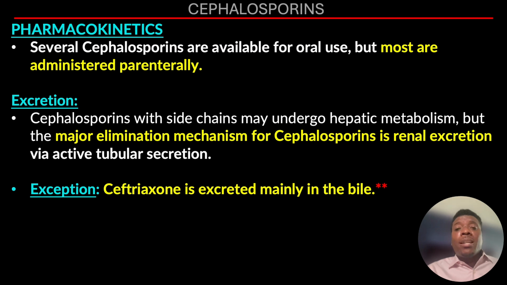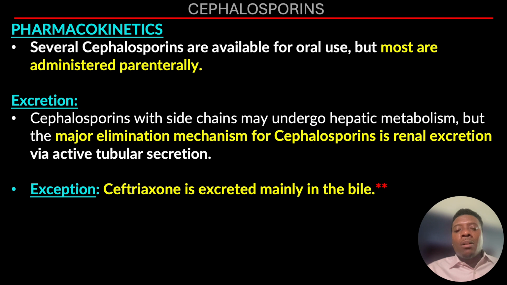In terms of pharmacokinetics of cephalosporins, they can be excreted either via the liver or the kidney. Most cephalosporins are excreted via the kidney. That's the major elimination route. There's a very important exception, and that is ceftriaxone. The main elimination route of ceftriaxone is the bile, and that has two very important clinical indications. The first is that if someone has renal insufficiency, you do not have to renally dose ceftriaxone because it's mainly excreted via the bile.